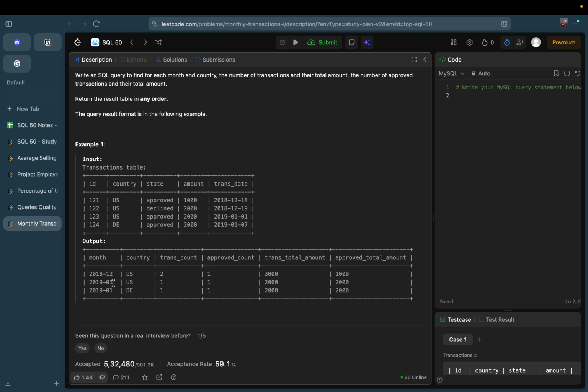Now coming to the month of January 2019, which is these two. We have two different countries, hence US and DE both are coming. Each of them has a single transaction count. Both of them are approved, so the approved count is also 1 and 1. The total transaction amount corresponding to each of them is 2000 and 2000 populating in these two rows, and since both of them are approved, the approved total amount is also the same.